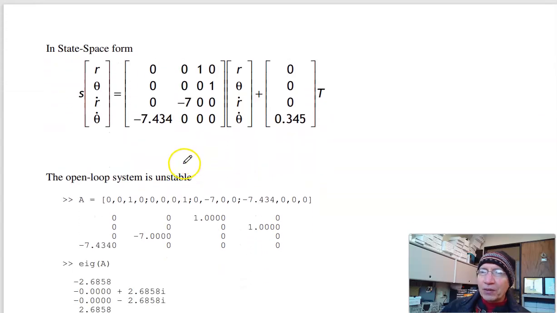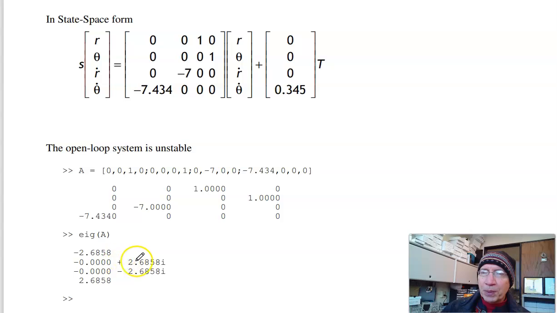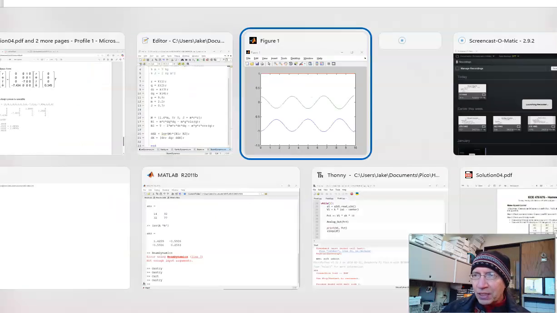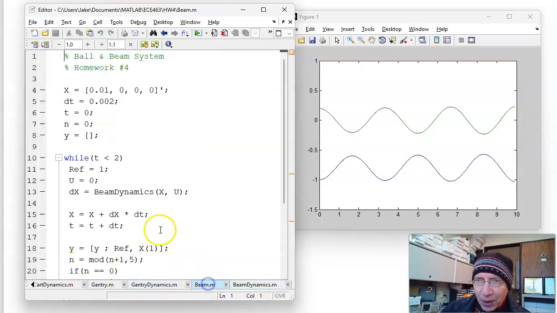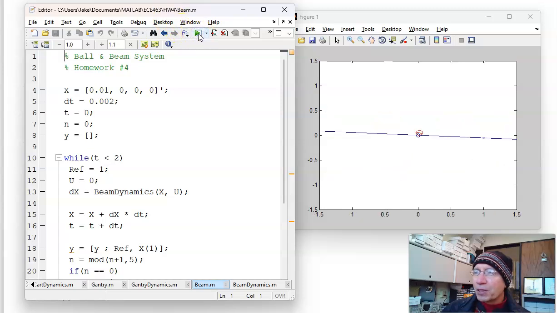Find the eigenvalues. Eigenvalues are plus or minus 2.6, plus or minus j 2.6. So in this case, if I animate it, let's do a beam with no input. Give some initial condition. It's unstable. It just rolls off the edge.